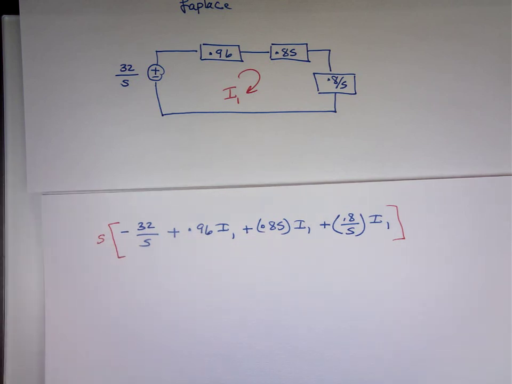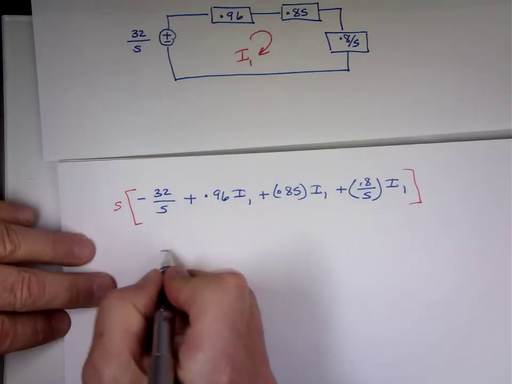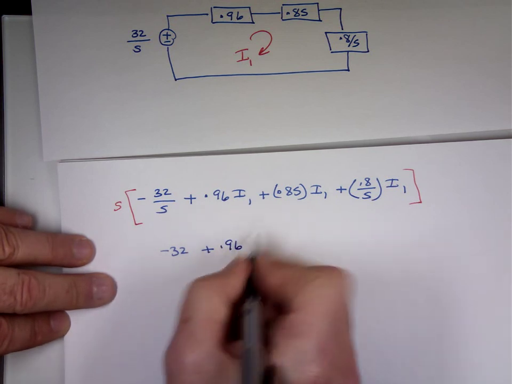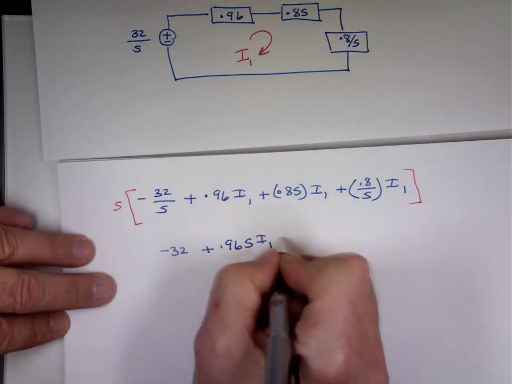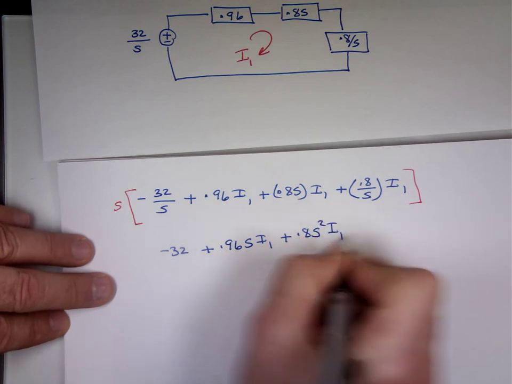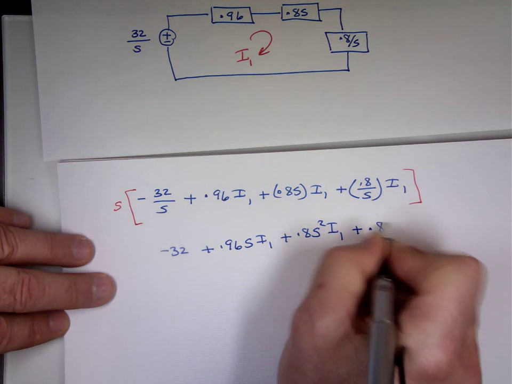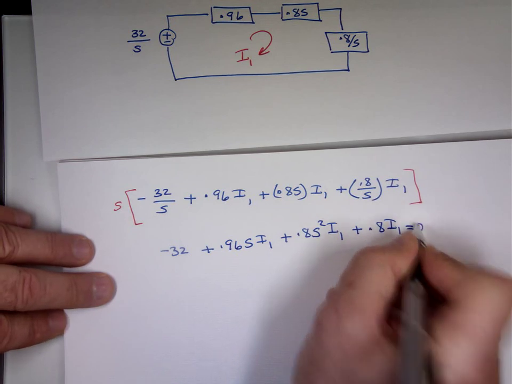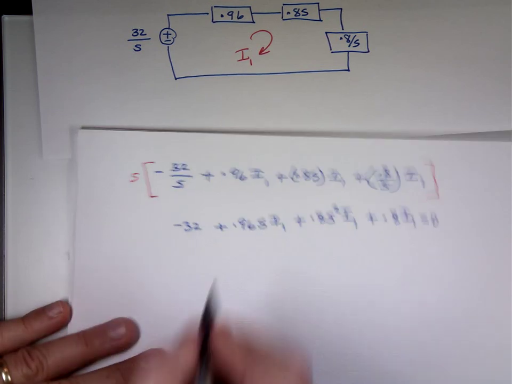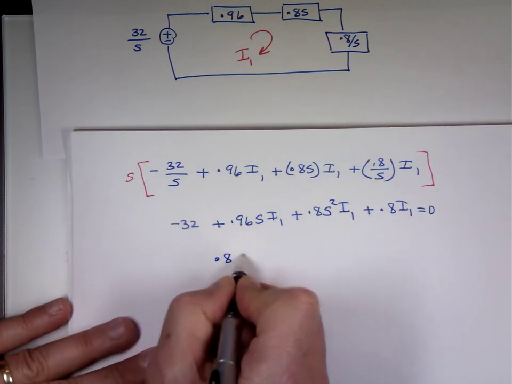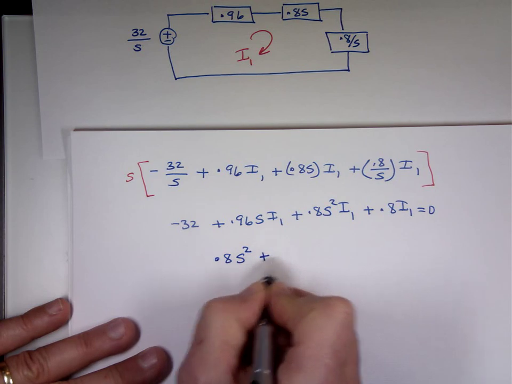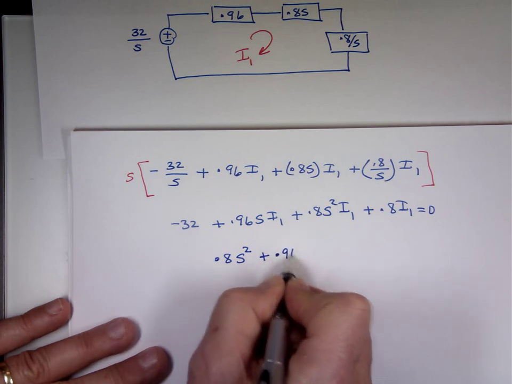Negative 32 plus 0.96 S I sub 1 plus 0.8 S squared I sub 1 plus 0.8 I sub 1 is equal to 0. Actually, this is not a bad problem, turned out to be. 0.8 S squared plus 0.96 S plus 0.8.